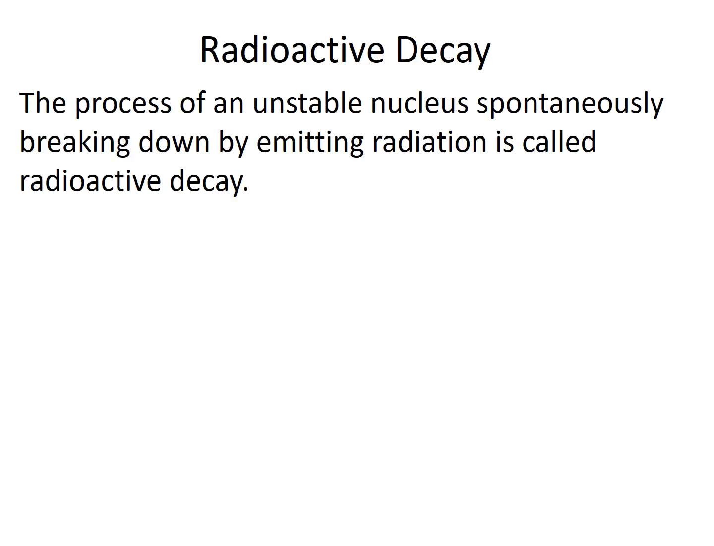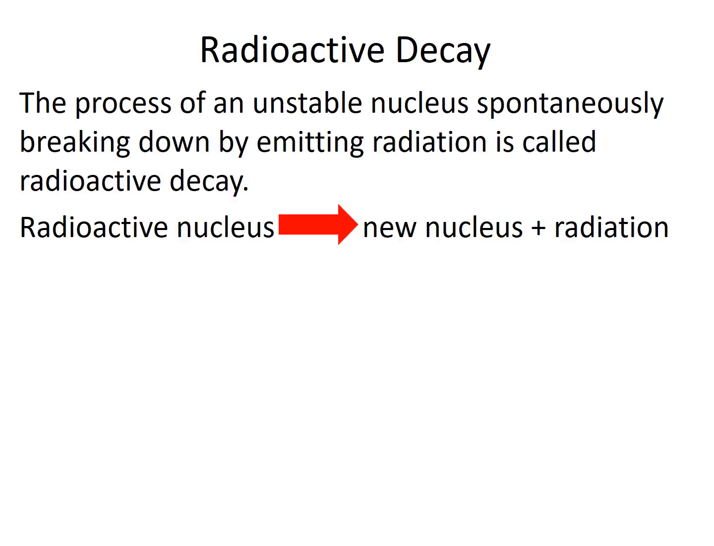Let's look at radioactive decay. Radioactive decay is the process of an unstable nucleus spontaneously breaking down, emitting radiation, and changing to a different element or a different nucleus. It's also called radioactive decay. A radioactive nucleus will make a new nucleus and give off radiation. So this is actually how the equation will look. You'll have your radioactive nucleus on the left, the new nucleus it forms on the right, plus its radiation as a second product. This would be an example of a nuclear equation.